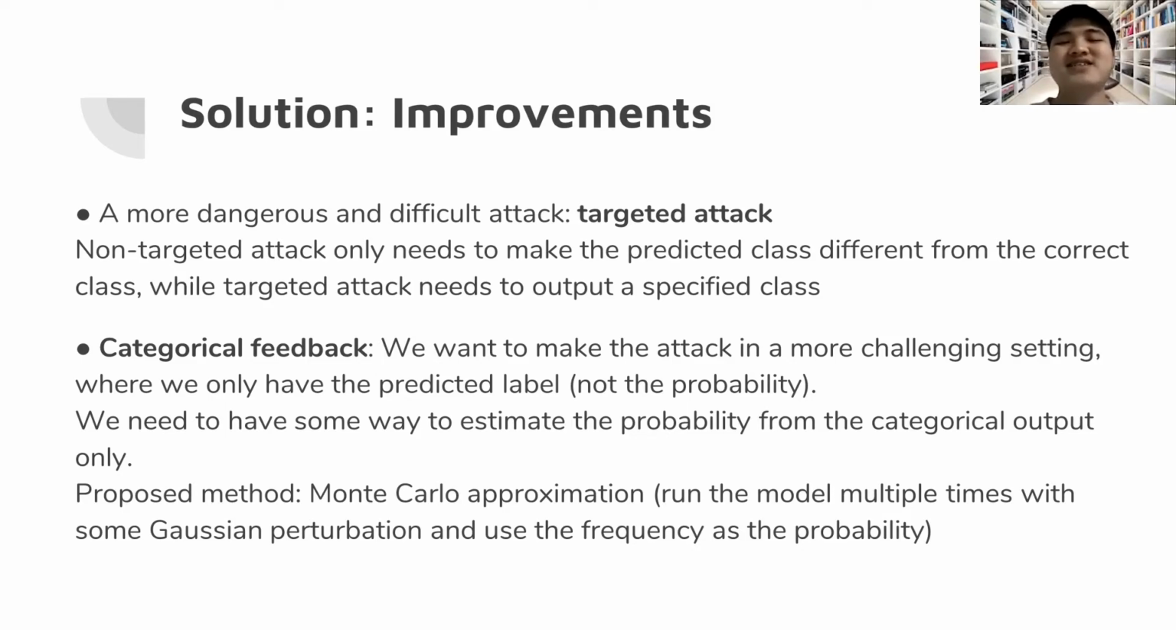The second setting is categorical feedback, which is true for several real-life software. In this setting, we only have the predicted label, not the probability. But we still need to have some way to estimate this probability. And our proposed method is the Monte Carlo approximation, where we run the model multiple times with some additional Gaussian perturbation and use the frequency as the probability.